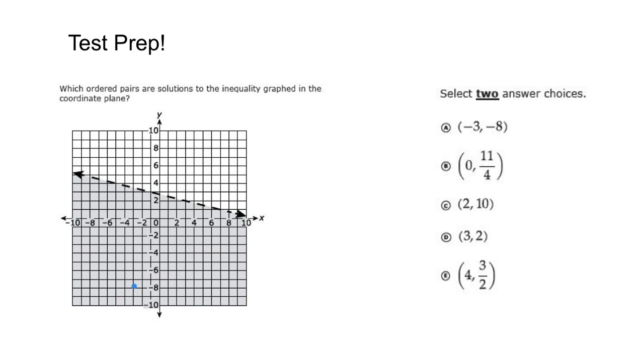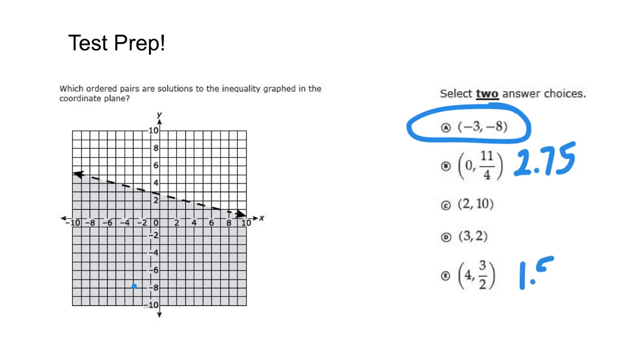Negative 3, negative 8 is definitely in the shaded area, definitely a solution. Now, if they give you some fractional ones, change them to decimal so that there's something you can work with. Like 11 over 4 is 2.75. 3 over 2 is 1.5. So that kind of helps you have a little something to think about and look at.